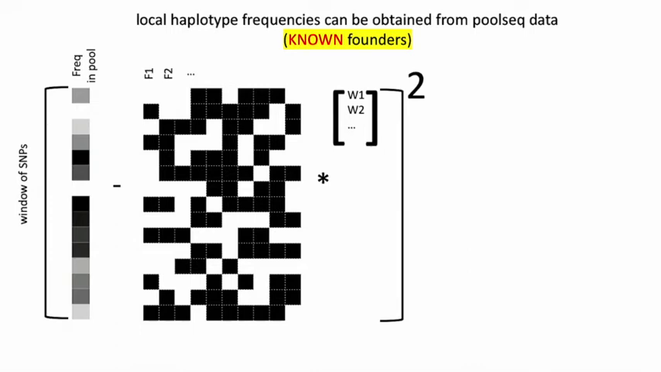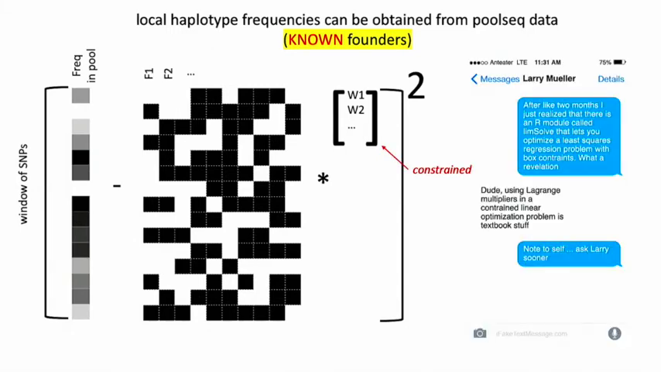haplotypes, right? What's weird about this is if you just thought of these W's as betas, this is just linear regression, except we have to constrain these weights to all be between 0 and 1 and to sum to 1 because they're frequencies, right? So it's actually a constrained minimization problem, which it turns out there's a whole branch of mathematics for dealing with. There's actually an R package called limSolve, where you can do these constrained optimization problems.